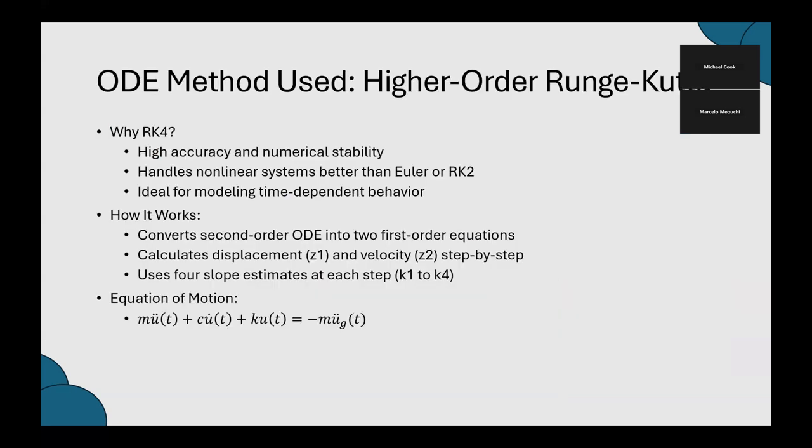To test that, we first used the fourth order Runge-Kutta method. This is a reliable numerical method that solves the differential equations by breaking them into smaller steps and calculating several slope estimates at each point. It's more accurate than basic methods and works really well for systems that change over time, like a building during an earthquake.